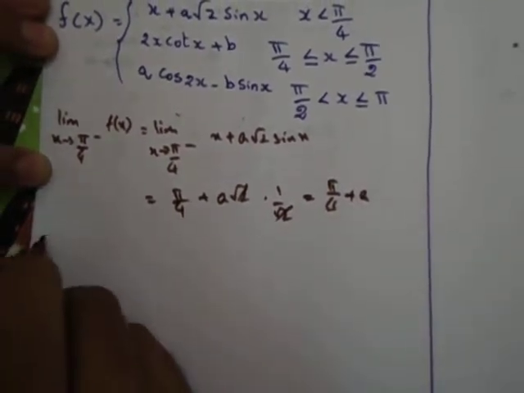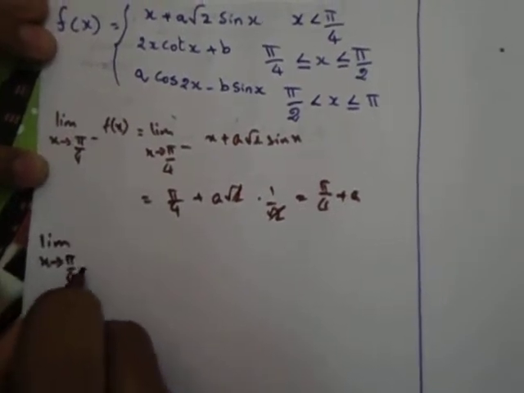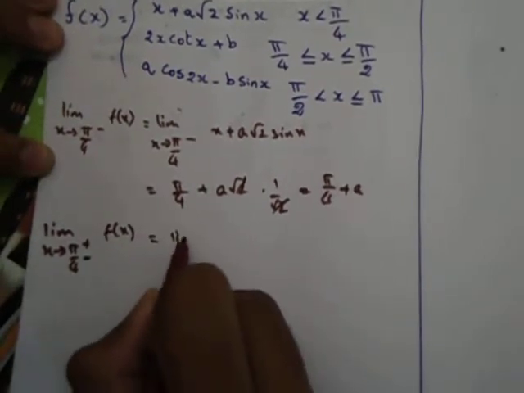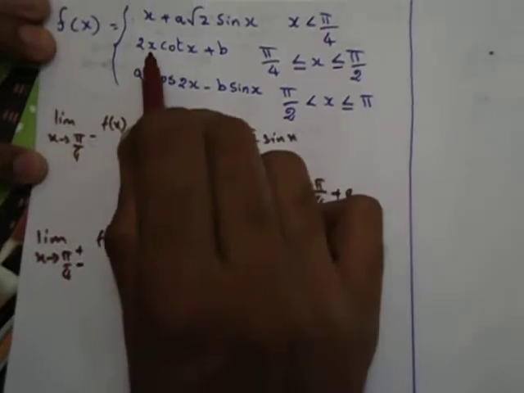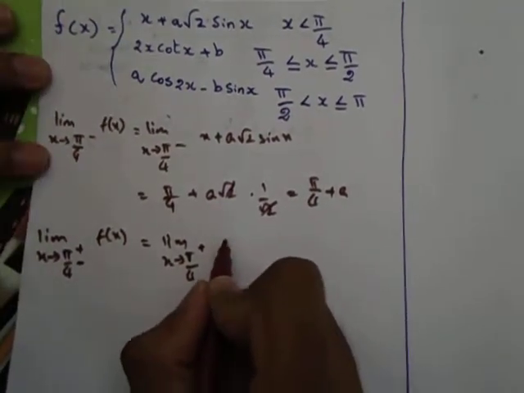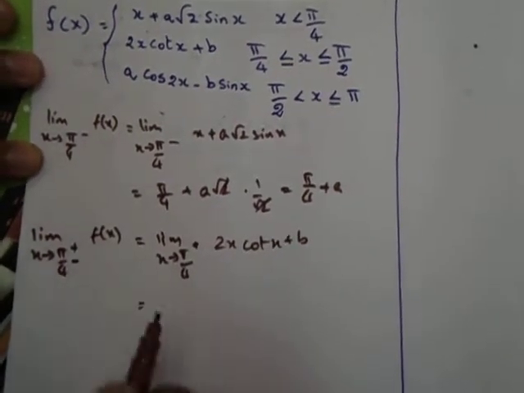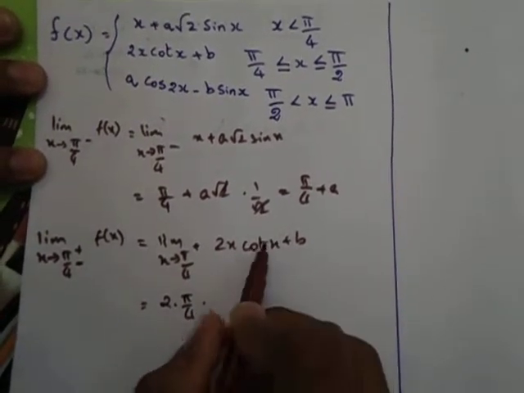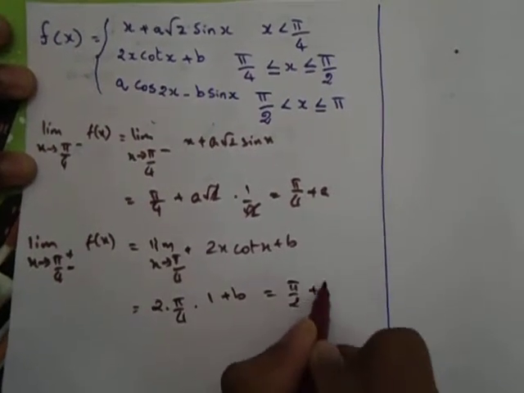Now limit x tends to pi by 4 plus, that is the right limit, of f of x is equal to limit x tends to pi by 4 plus, that is after pi by 4, which is 2x cot x plus b. So when we substitute, we get 2 into pi by 4 into cot pi by 4, which is 1, plus b, so that's pi by 2 plus b.